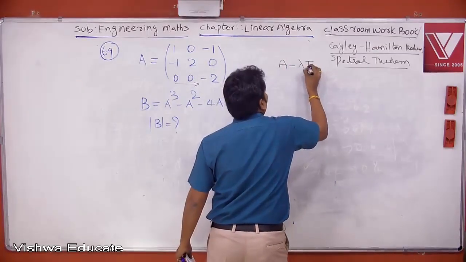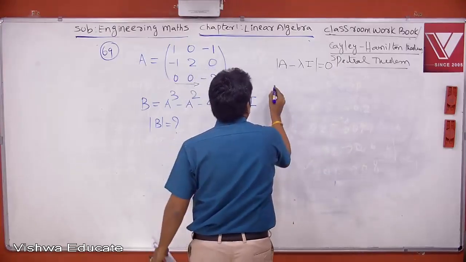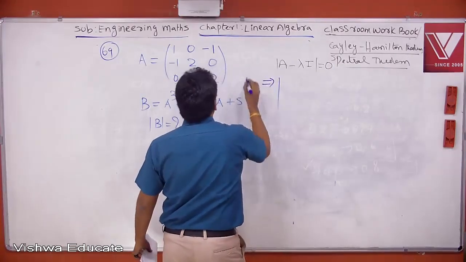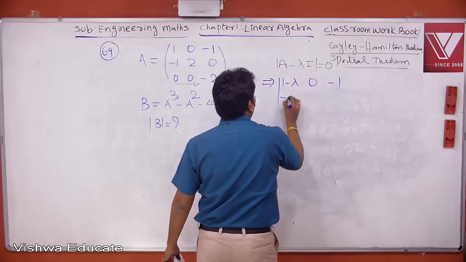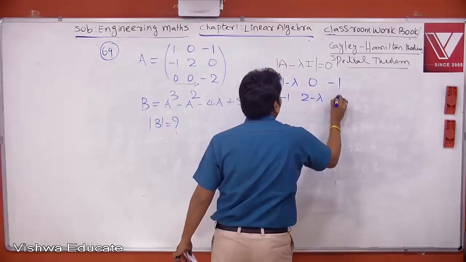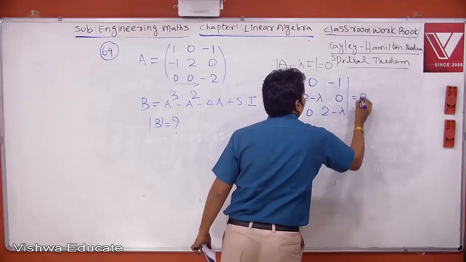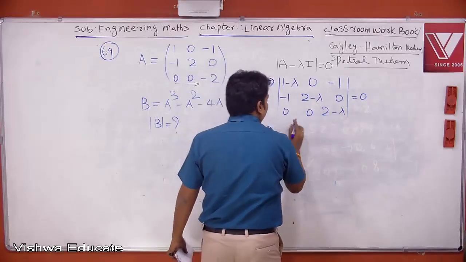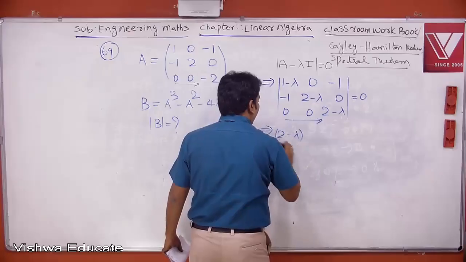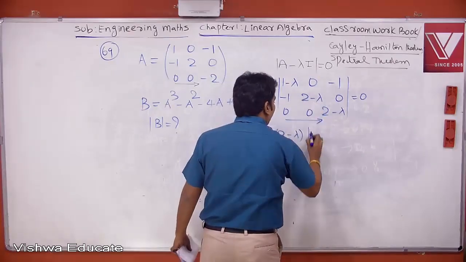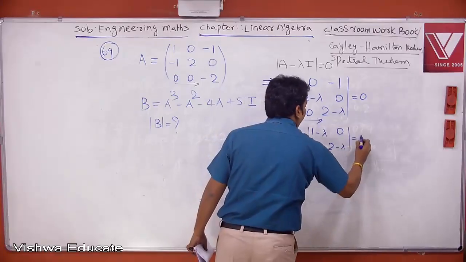Det of A minus lambda I equal to 0. This implies subtract lambda from the diagonal elements. So this is 1 minus lambda, 0, minus 1; minus 1, 2 minus lambda, 0; 0, 0, 2 minus lambda, equal to 0. In the last row we have 2 zeros, so expand with respect to the last row. So 2 minus lambda into det of this block: det of 1 minus lambda, 0, minus 1, 2 minus lambda, equal to 0.